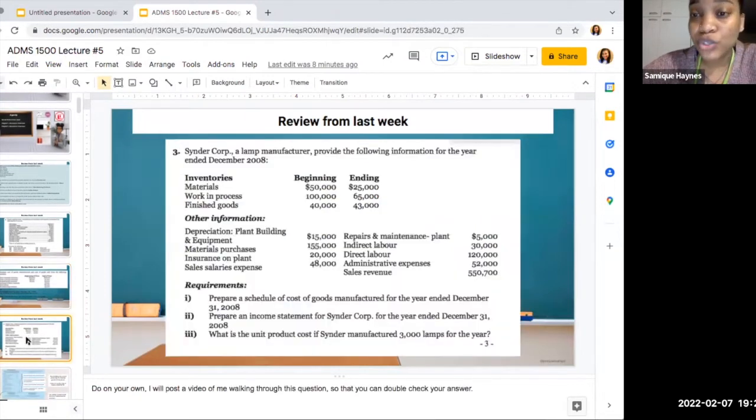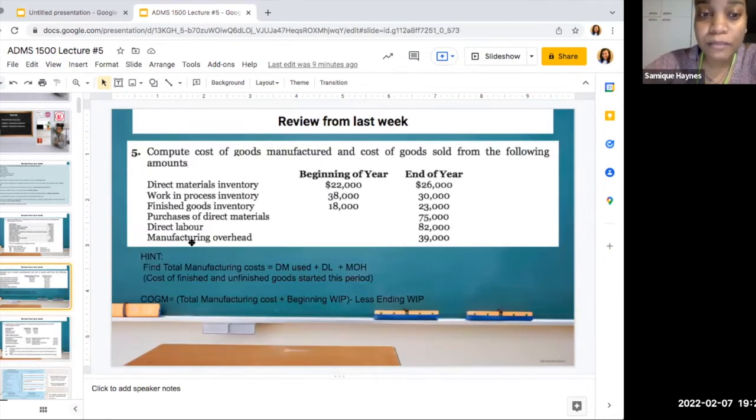This one I'm gonna ask you. If you want extra practice, try to do this question. If you do this question and you feel comfortable or you have questions, I'm going to do a video of me solving this question so that you can double check your answer when you're done. So let's look at number 5.